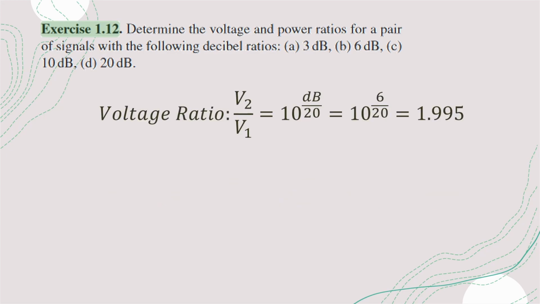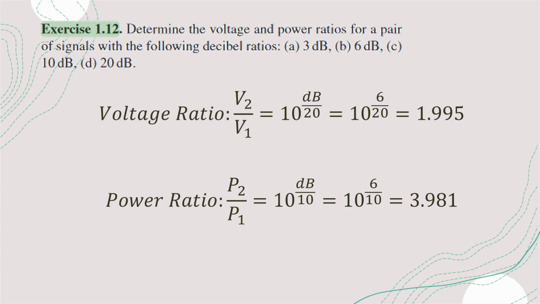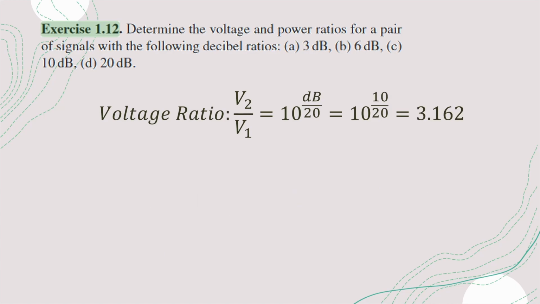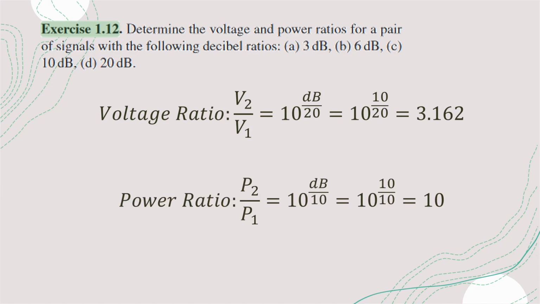Now, I will quickly show you the calculations for 6 dB. The voltage ratio for 6 dB is 1.995, so that's almost a multiplication by 2. And the power ratio for 6 dB is 3.981, which is almost 4. Moving on to part C of the question, which gives you a value of 10 dB, the voltage ratio is 3.162. And the power ratio is 10.